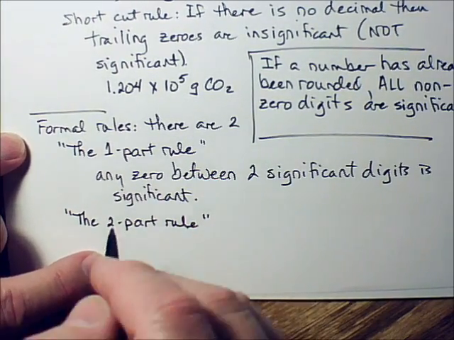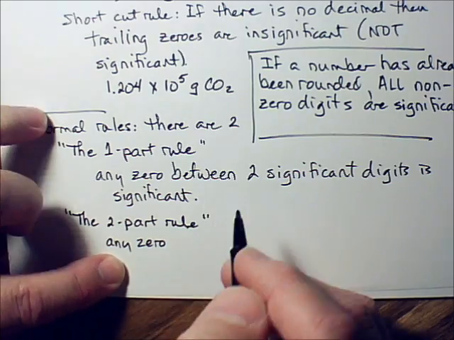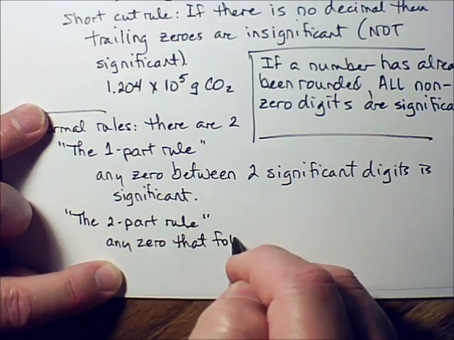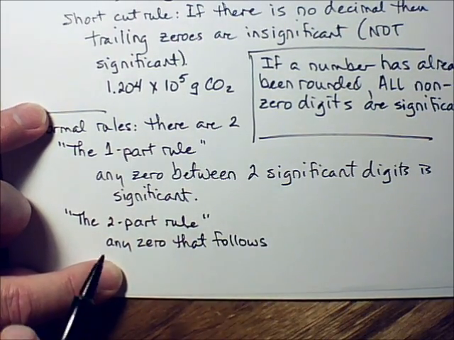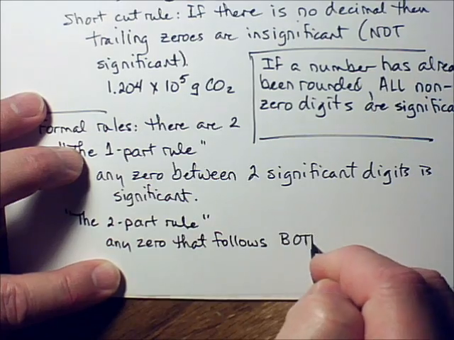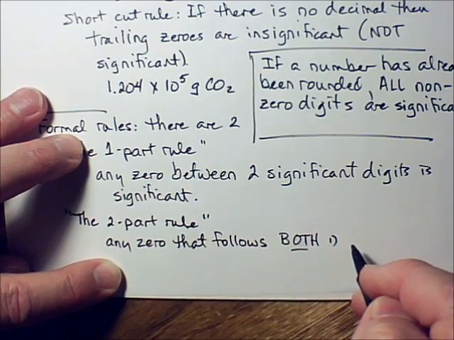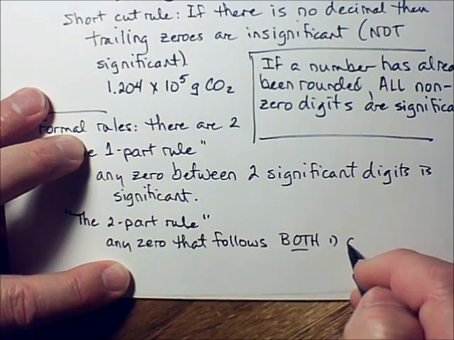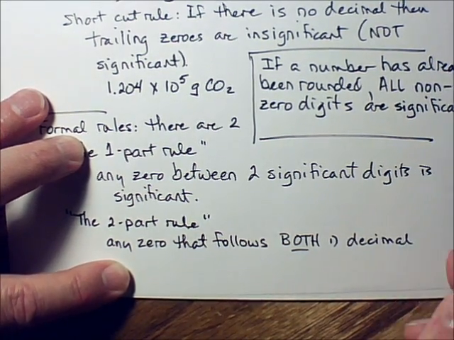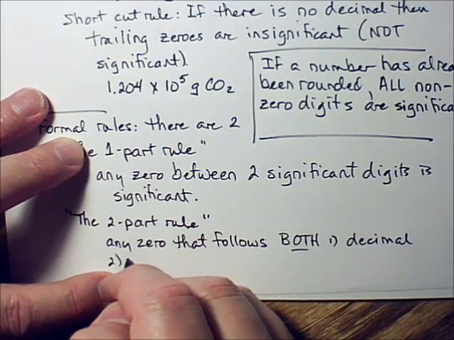Okay, so the two-part rule states, or as I stated anyway, any zero, and we're talking about a zero digit here, any zero that follows, since leading is to the left, following is to the right, any zero that follows both, and here's our two-part, the both means there's two parts to this, it has to meet both conditions: one, follows a decimal place, and two, a non-zero digit.